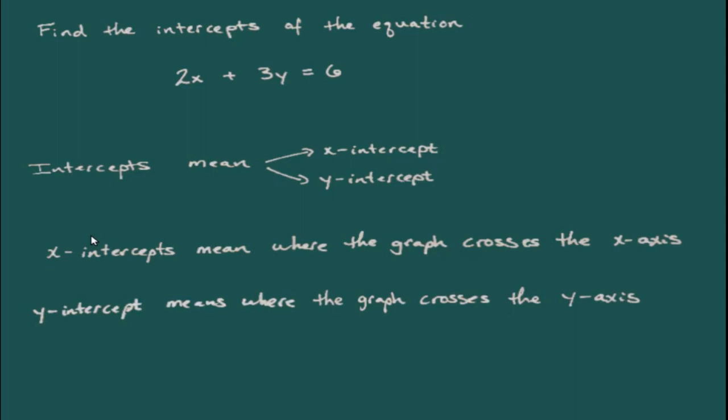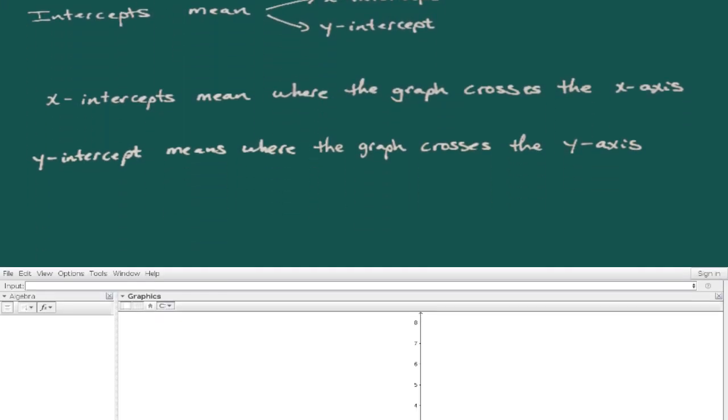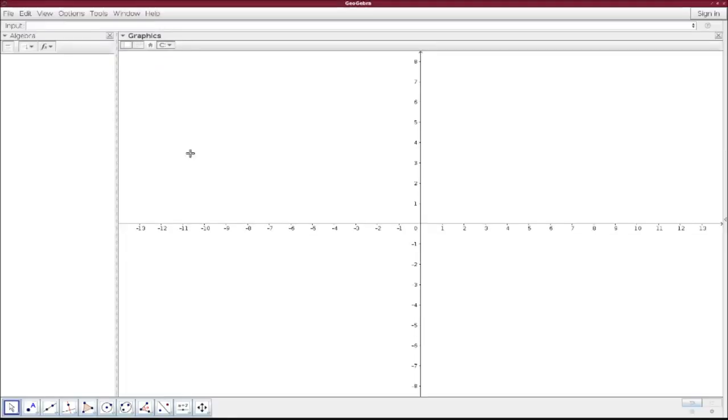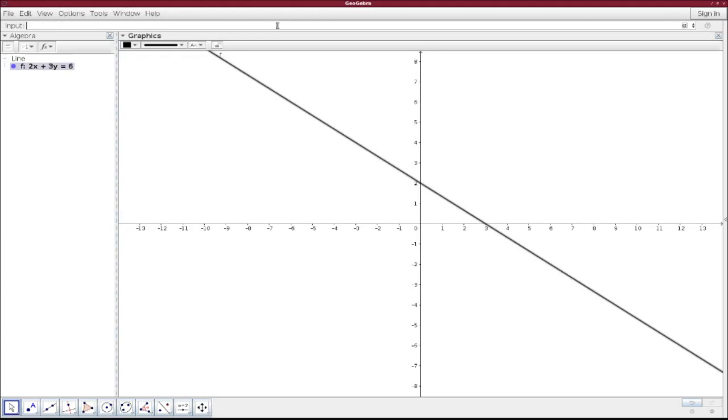And so if we were just given the graph, that would tell us exactly where we need to look to find the answer. So now if we go over to GeoGebra and we type in our equation, we can go to the input bar and type 2x plus 3y is equal to 6, and GeoGebra graphs the line for us.